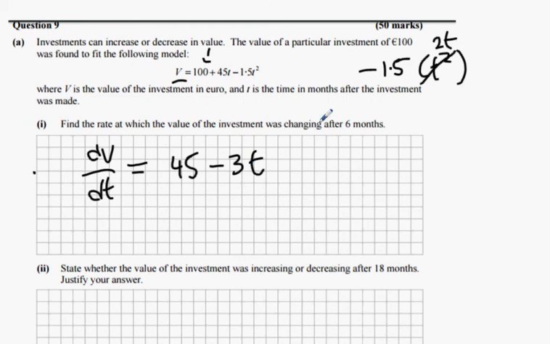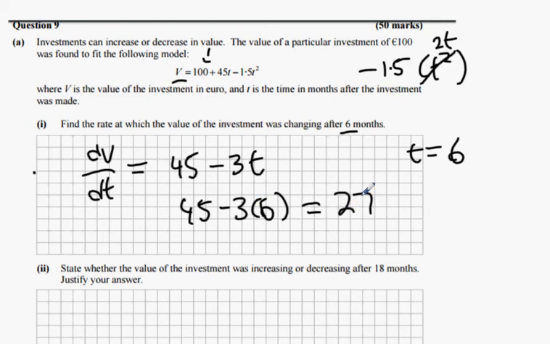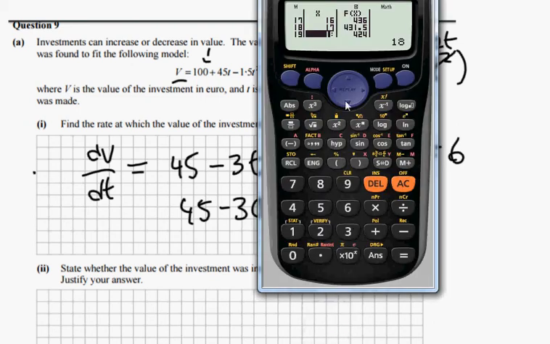Now, does it give me a value for the time? What's the value for the time? T equals 6. 45 minus 3 times 6. 45 minus 18, about 27, yeah? It means the jump from 6 to 7 months won't be 27 exactly, but it'll be a number very close to 27. I won't get into that, it's just a bit complicated. But if I go from 6 to 7 months, what's the gap roughly? It was roughly 24 and a half, which is quite close to 27. You've just got the rate of change at exactly 6 months.